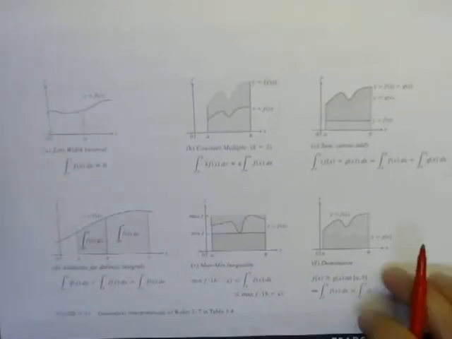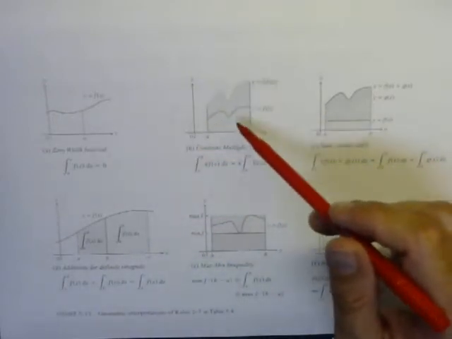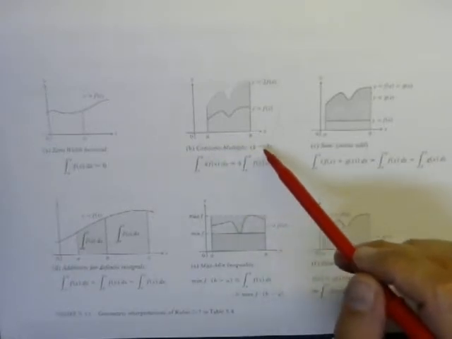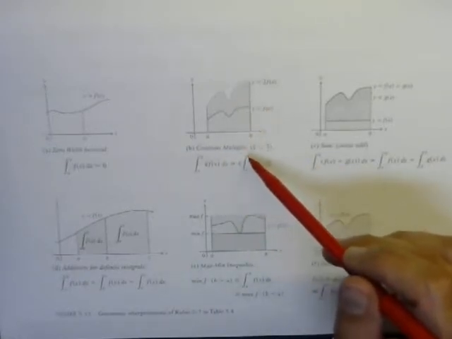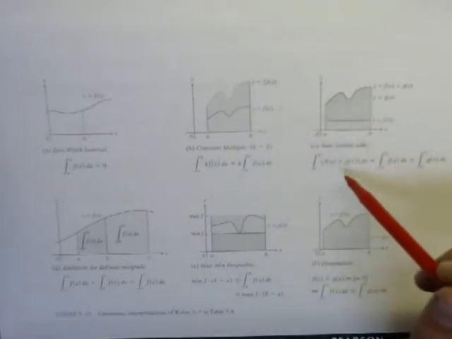Right, so here's just some similar graphs to what I drew on the last page, just they're a little bit better pictures than I could draw by hand, right? So this is sort of an explanation of the constant rule. You're just taking the area and multiplying it by some constant.